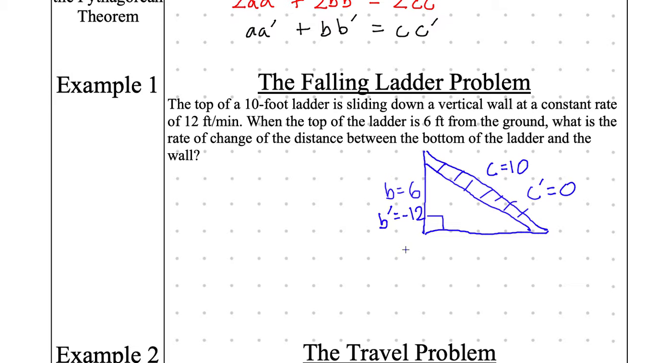I have a question. That's good too. Yeah, what do you got? How do you get negative 12? Someone explain.